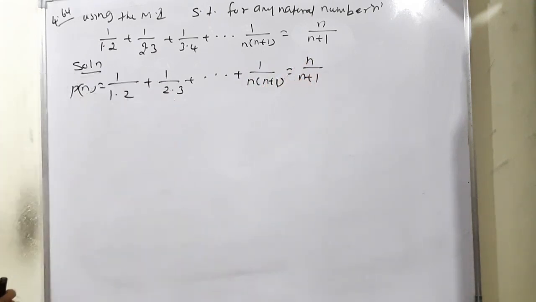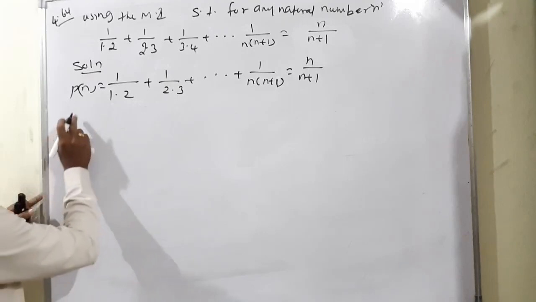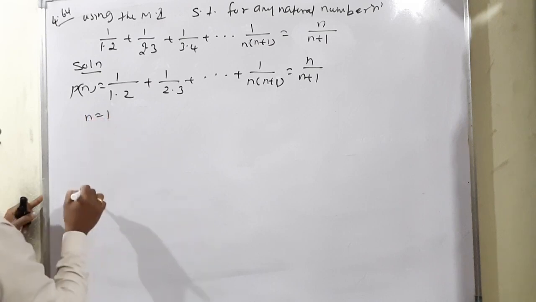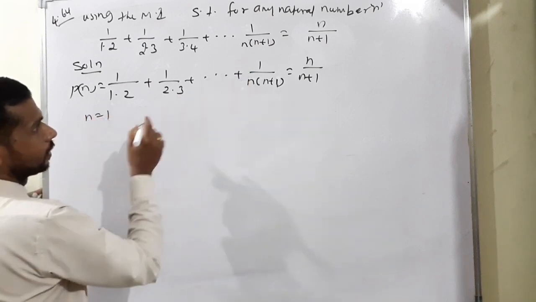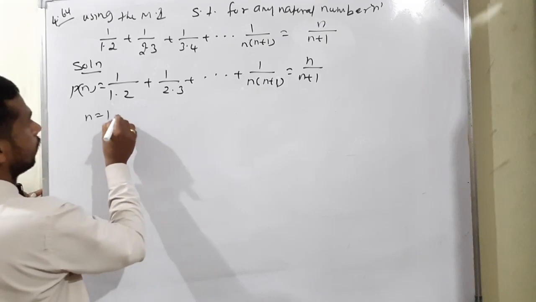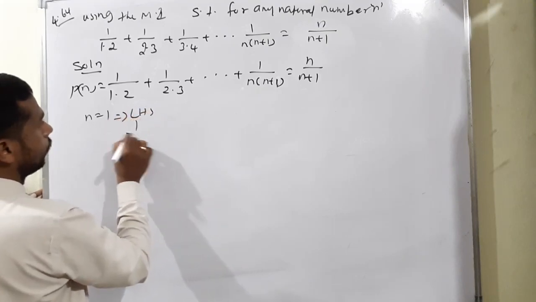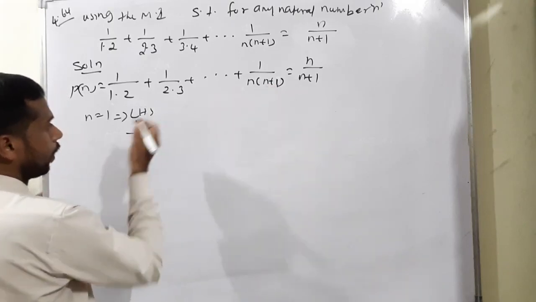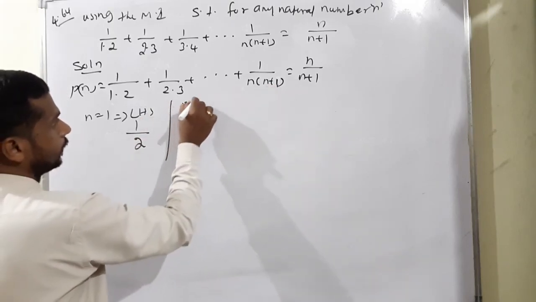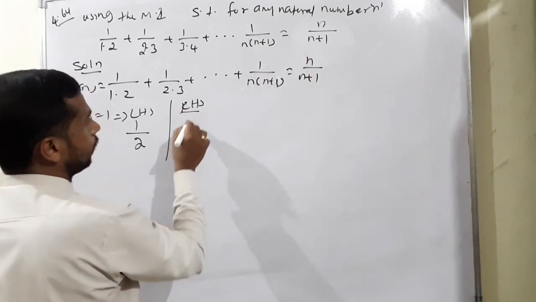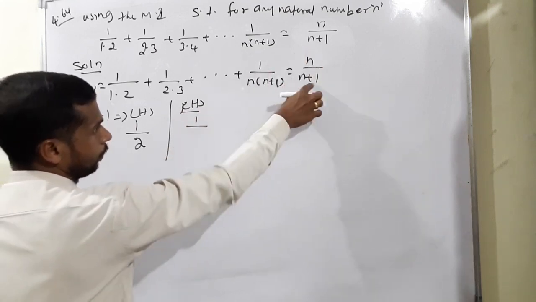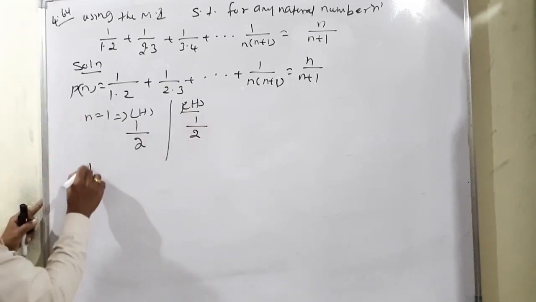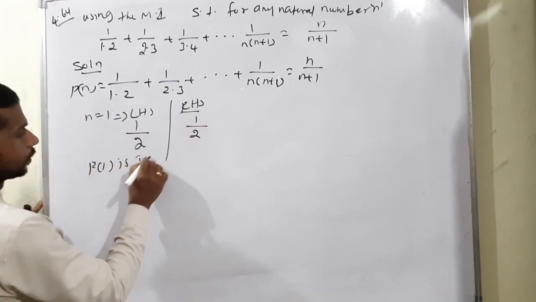After considering P of n, next step, LHS equal to RHS. Substitute n equal to 1. In the left hand side, what is the value? 1 by, definitely 1 plus 1 means 2 will come, so 1 by 2. Then RHS: n by n plus 1, means 1 by 2. Therefore we can say now LHS equal to RHS. So P of 1 is true.